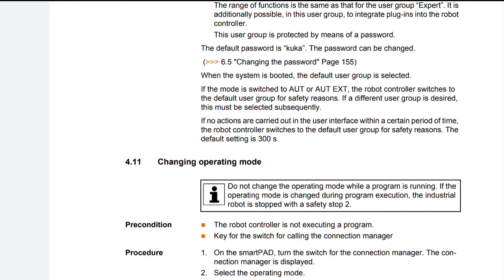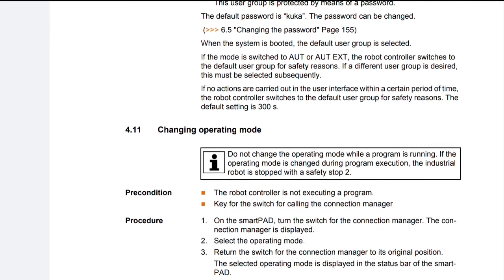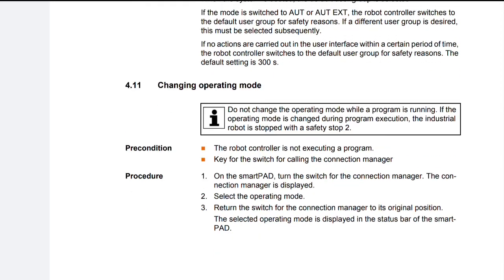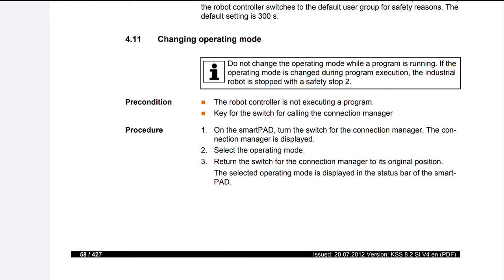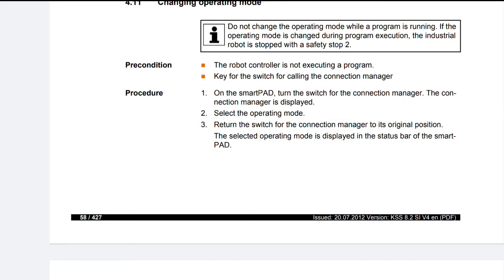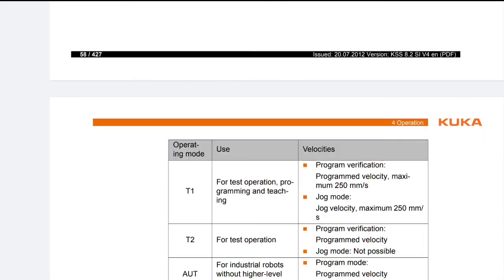Next is changing the operating mode. Do not change the operating mode while a program is running. If the operating mode is changed during program execution, the industrial robot is stopped with a safety stop. Precondition: the robot controller is not executing a program. Key switch for calling the connection manager. Procedure: on the smartPAD, turn the switch for the connection manager. The connection manager is displayed. Select the operating mode. Return the switch for the connection manager to its original position. The selected operating mode is displayed in the status bar of the smartPAD.